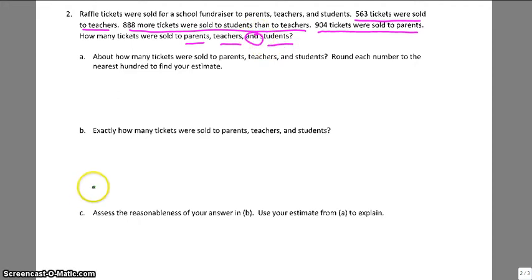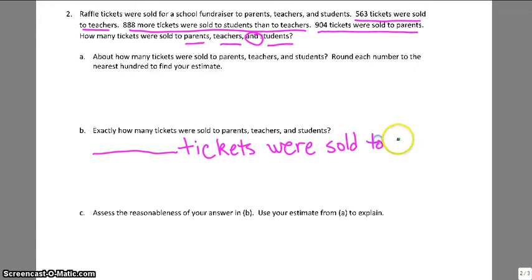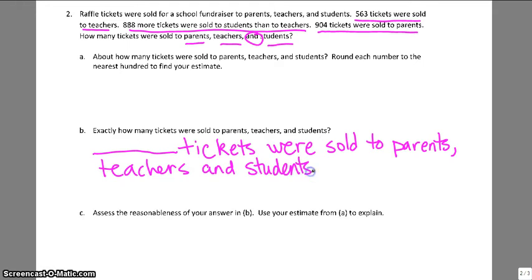I'm going to set up my answer sentence in part B, where it asks exactly how many tickets were sold to parents, teachers, and students. Blank tickets were sold to parents, teachers, and students. And then I will leave room to write my algorithm on the side.